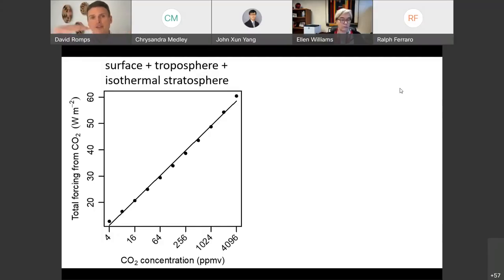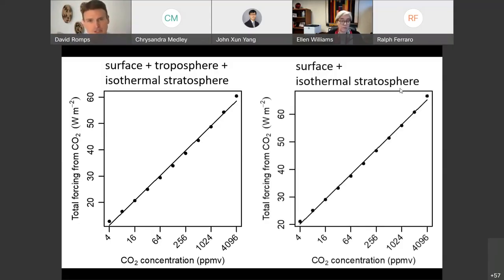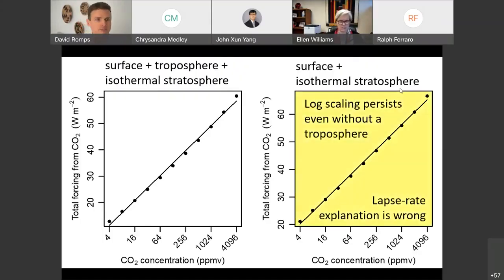Intuitively, the reason that would be is you move the emission pressure to lower values, higher in the atmosphere, but the temperature, the emission temperature, doesn't change at all if you're isothermal, and so you'd get no additional forcing. But if we actually remove the troposphere and just put this isothermal stratosphere directly in contact with the surface and recalculate the forcing from CO2, we get basically the same thing. We still get this log scaling. So this is completely contradictory to what the lapse rate explanation would lead us to believe. So we get log scaling even without a troposphere, and so the lapse rate explanation is wrong.